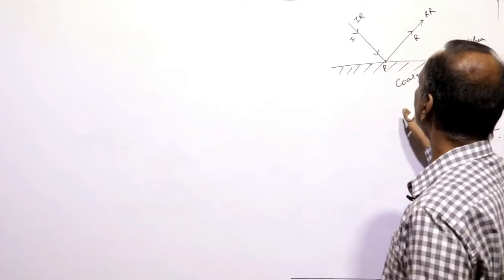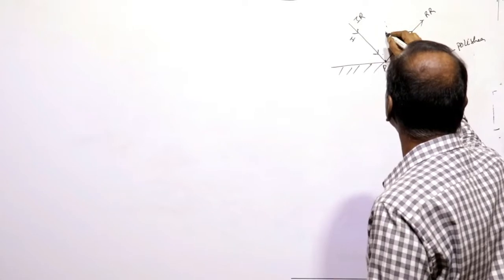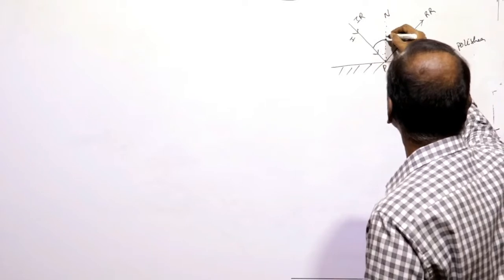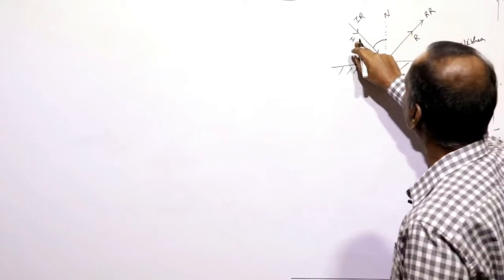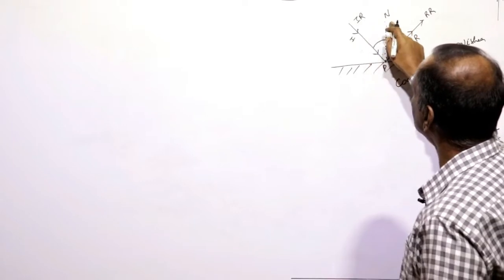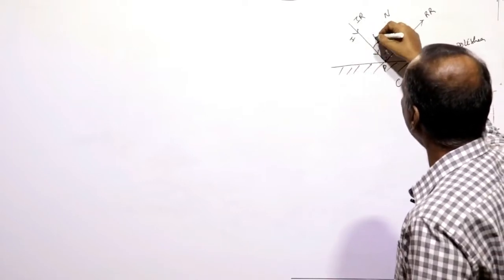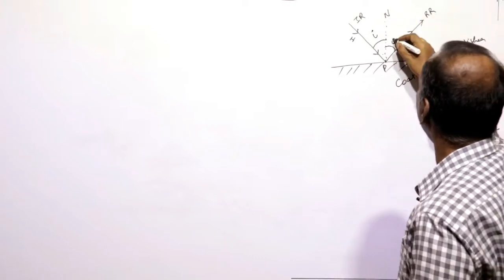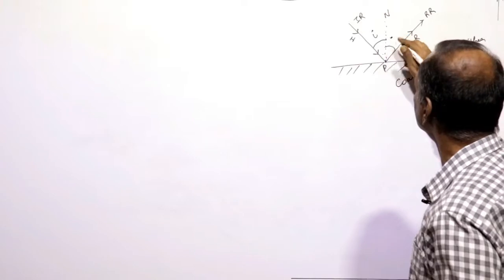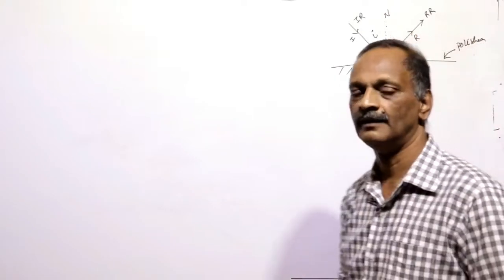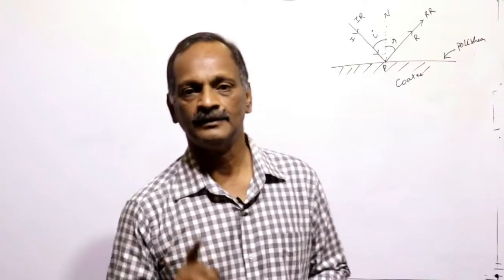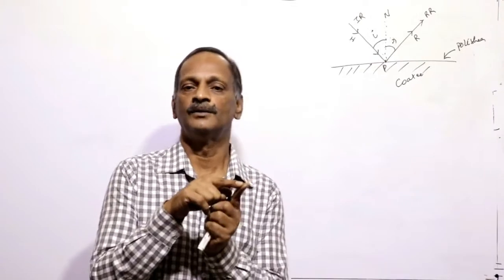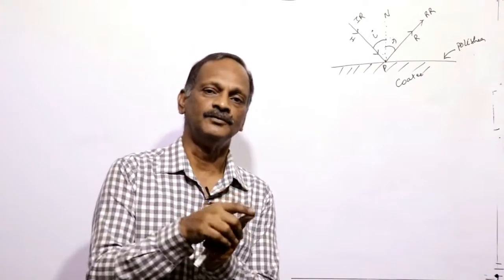The normal to this reflecting surface will be perpendicular. So this is the normal. With respect to the normal, the angle between the normal and the incident ray is called the angle of incidence, and the angle between the normal and the reflected ray is called the angle of reflection. Both are always measured from the normal to the incident ray and the normal to the reflected ray.